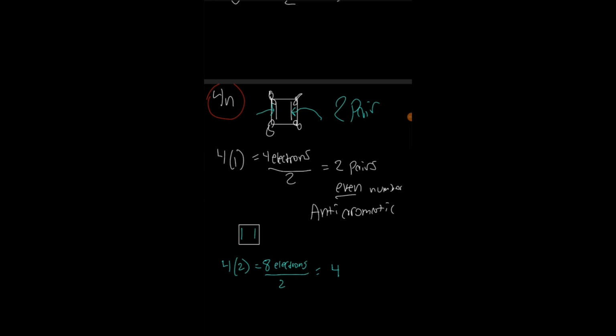So since we have an even number, that means it's anti-aromatic. So with any even number, we get anti-aromatic. So when you see an odd number of pairs of electrons in a ring, it's probably aromatic. And when you see an even number, it's going to be anti-aromatic. All right.